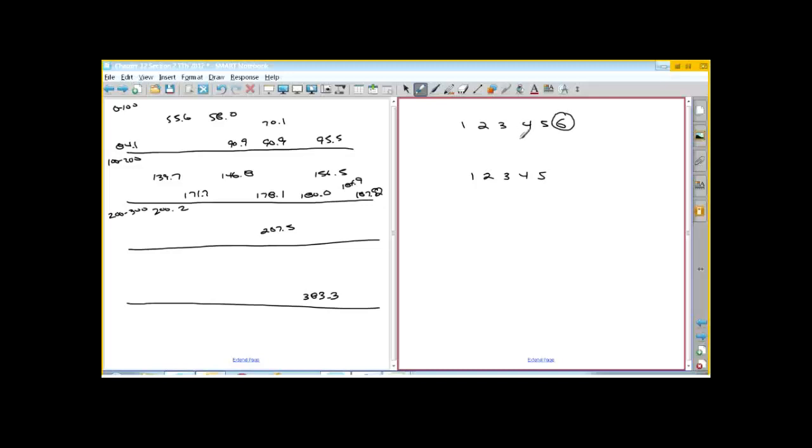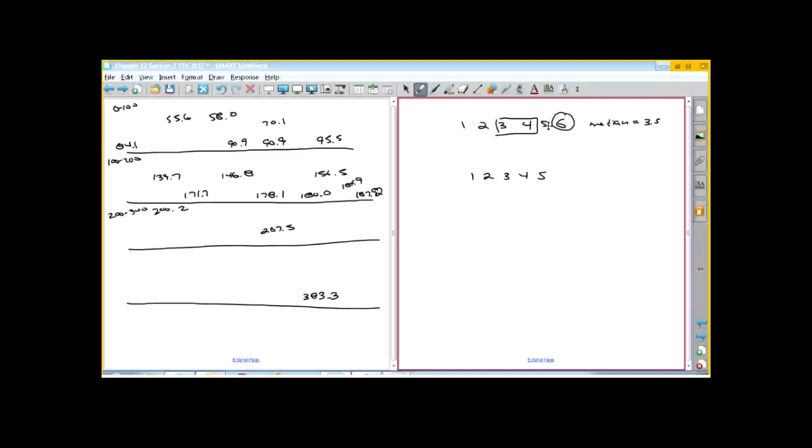So if I have 6 total numbers, which is an even number, these are the 2 middle numbers. So what I'm going to do is average those two. So the median in this case is 3.5. So it's the third number and the fourth number.